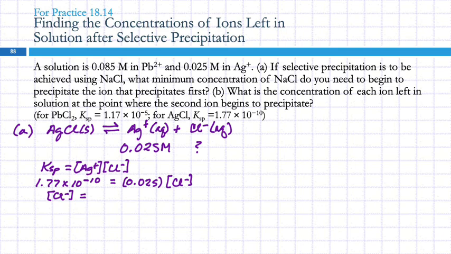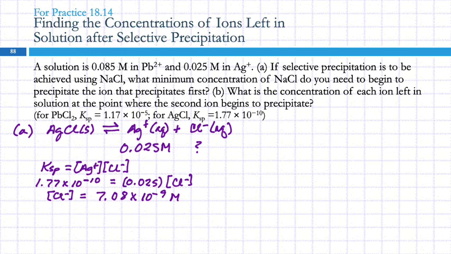This one is so small, I'm going to switch my calculator into scientific notation mode. 7.08 times 10 to the minus 9 molar. So when we get to a chloride ion concentration of 7 times 10 to the minus 9 molar, the silver will begin to precipitate. That's the answer to the first question.